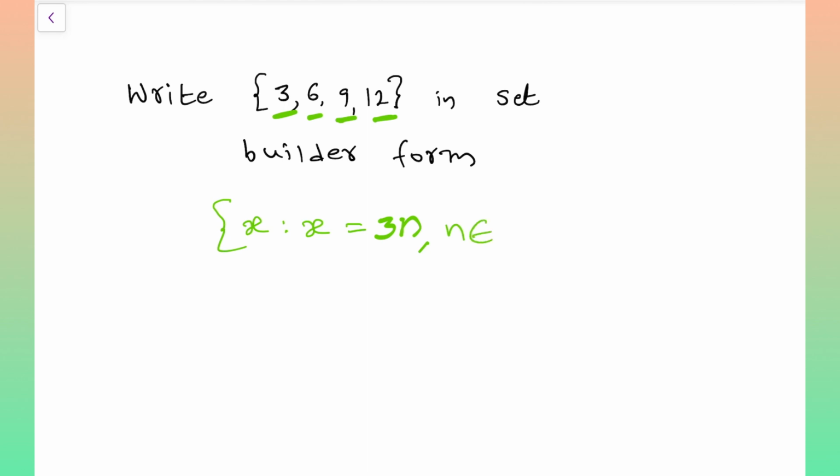Then n belongs to... we are writing 3 1s are 3, starting from 1, right? So 1 is a natural number. So n belongs to natural numbers. And 3 1s are 3, 3 2s are 6, 3 3s are 9, 3 4s are 12. So then the n value will be less than 5. This is the set builder form of the given set.